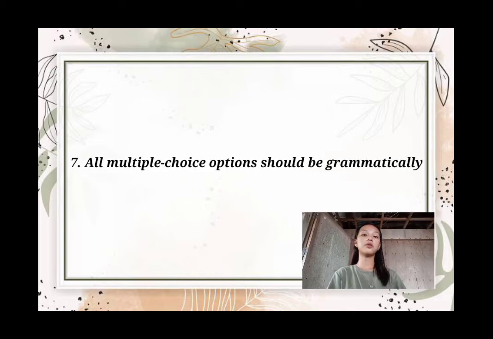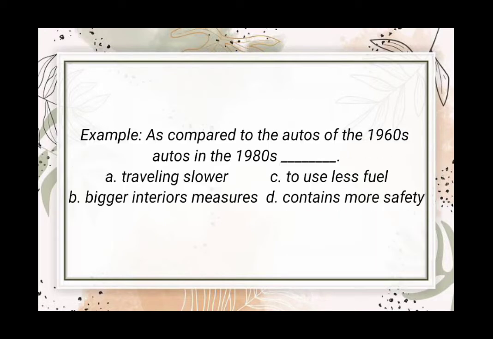7. All multiple choice options should be grammatically consistent with the stem. Options A, B, and C are obviously wrong for the language mark because when added to the stem, the sentence is grammatically wrong. D is the only option which, when connected to the stem, retains the grammatical accuracy of the sentence. Thus, obviously, it is the correct answer.